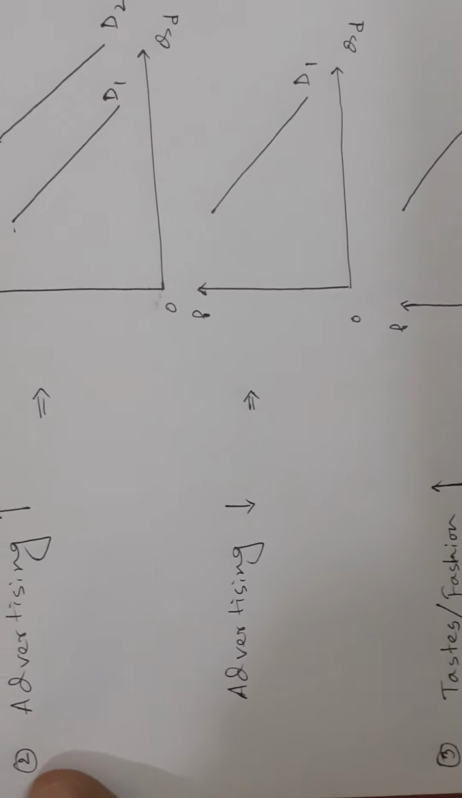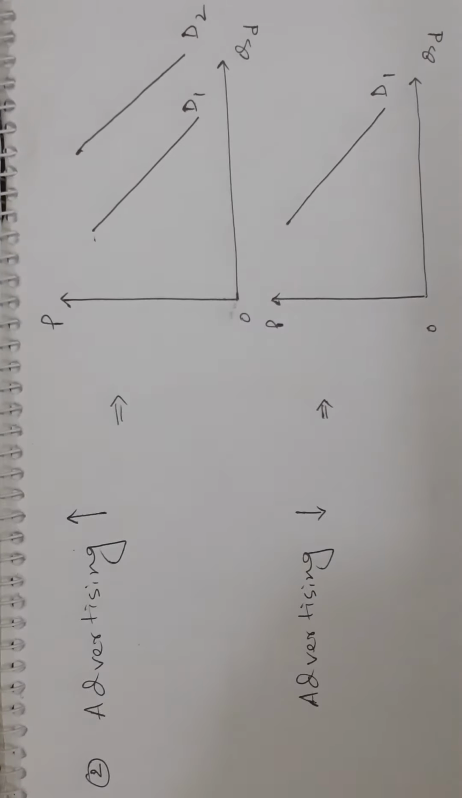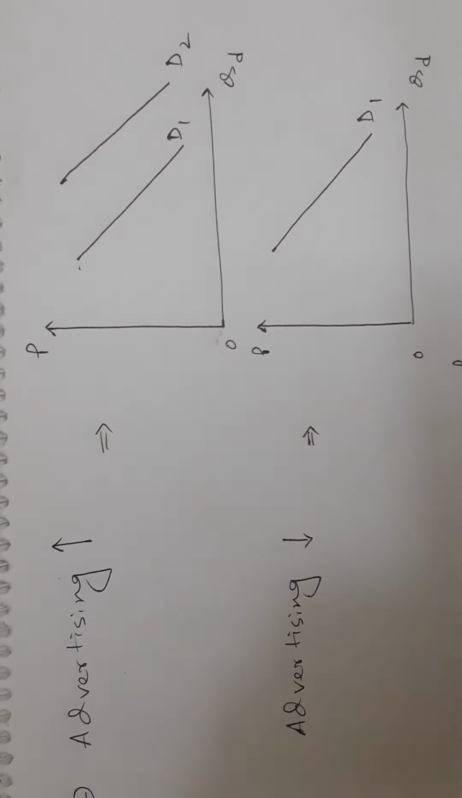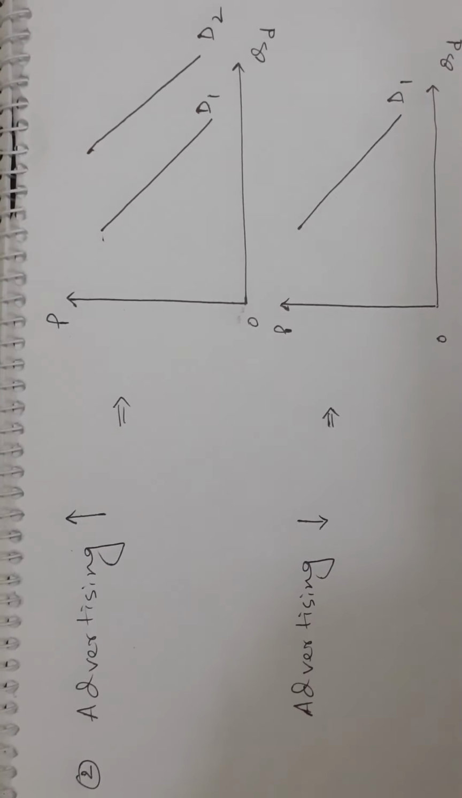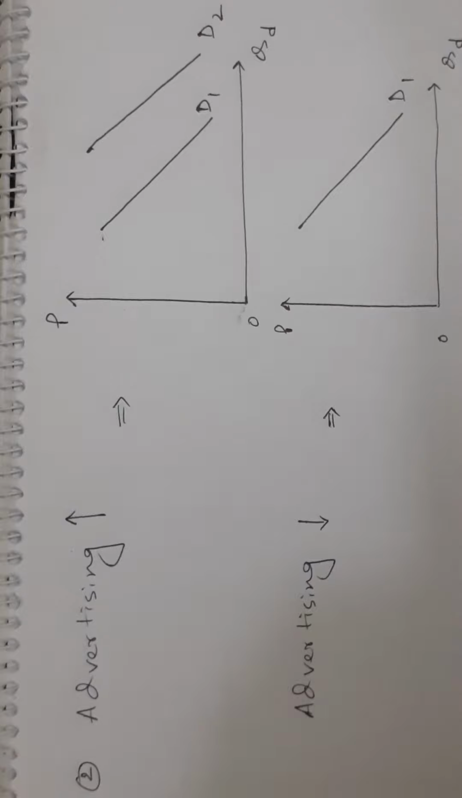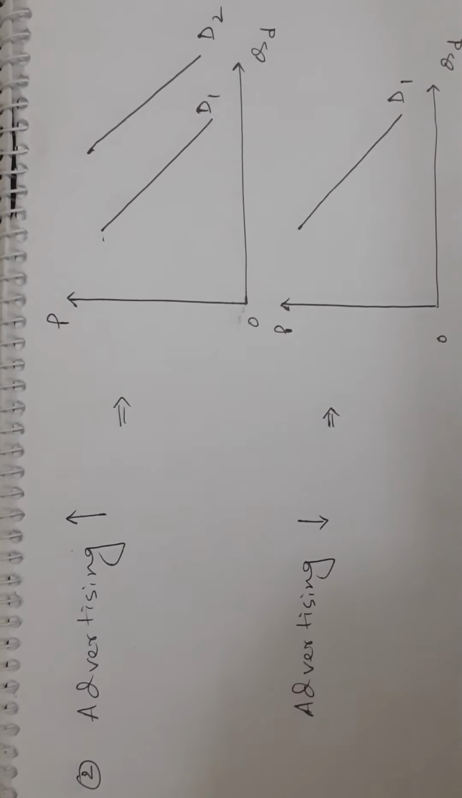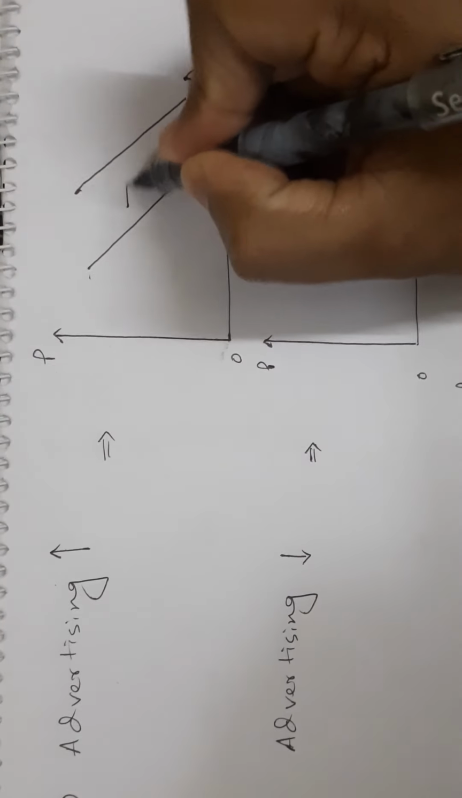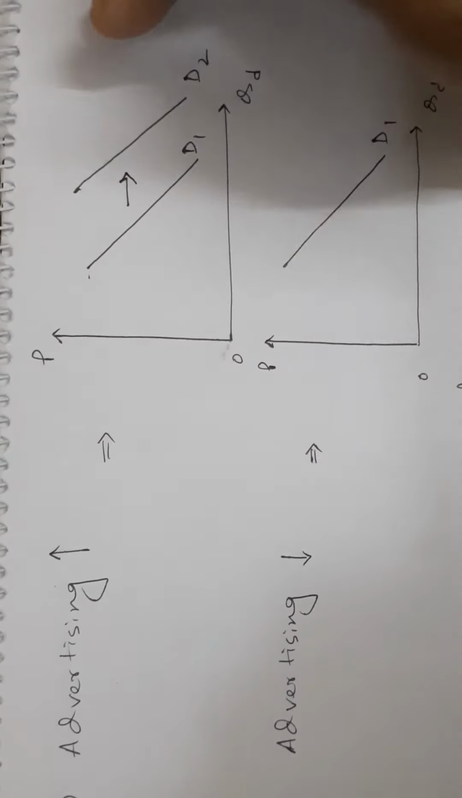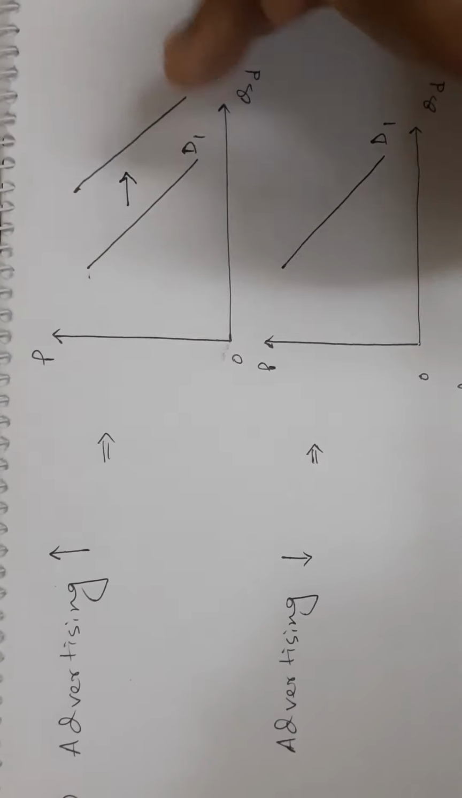Now let's move on. The second factor that affects the demand curve is advertising. When business organizations invest more and more in advertising, it makes their product popular. As a result, more advertising increases the demand for that good, and it will shift the demand curve from D1 to D2 to the right. Demand rising, demand curve shifting to the right.